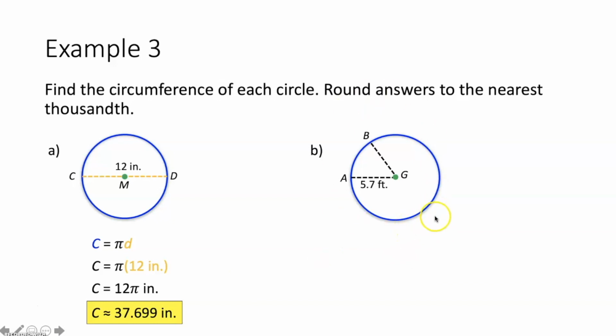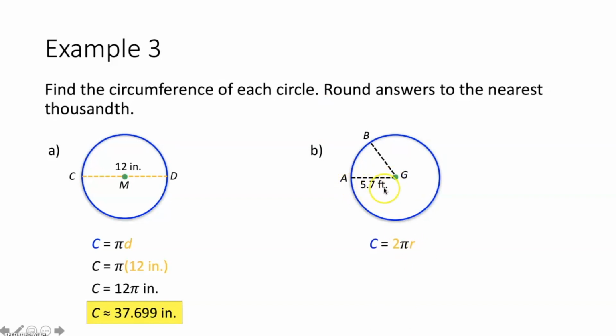Again, we want to find the circumference, and we know 2 circumference formulas. Circumference of a circle is equal to pi times the diameter, or circumference of a circle is equal to 2 times pi times the radius. In this particular example, we are given the measure of a radius. Therefore, we want to use the circumference formula, C is equal to 2 pi r.